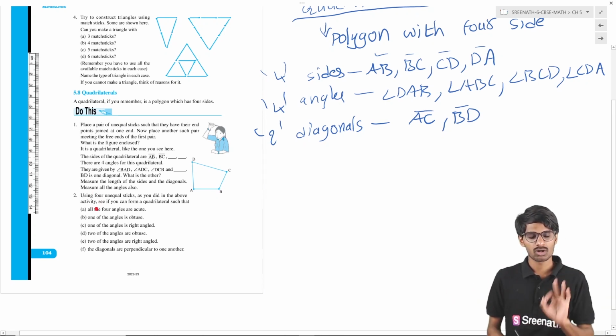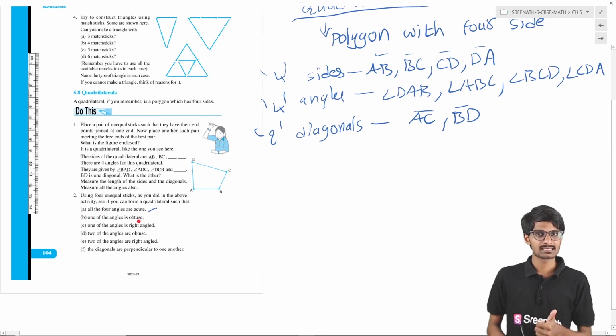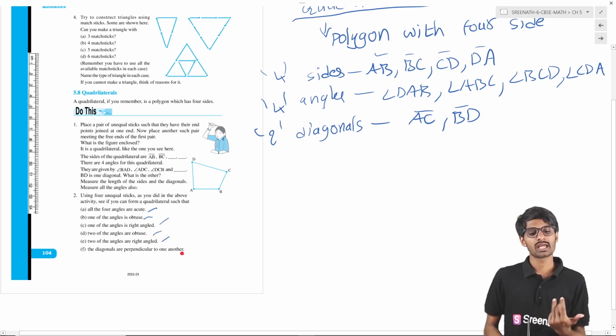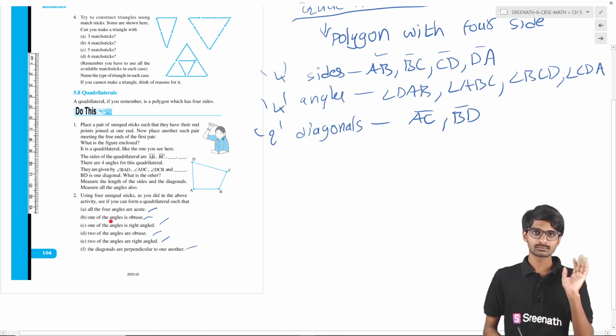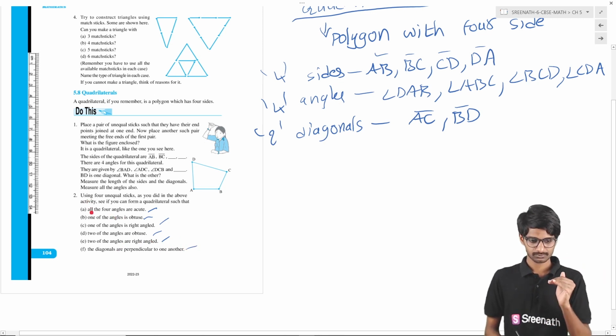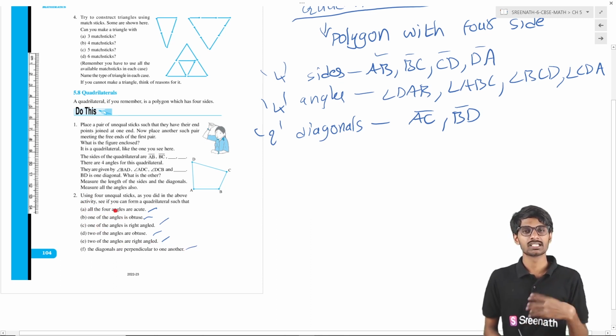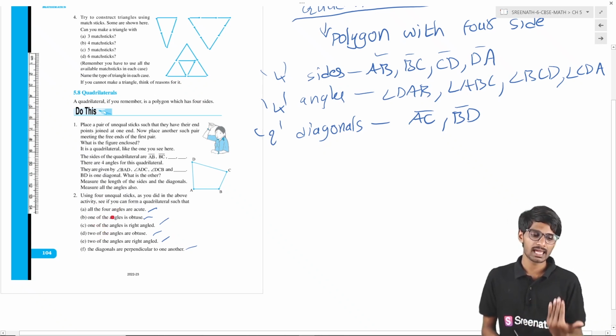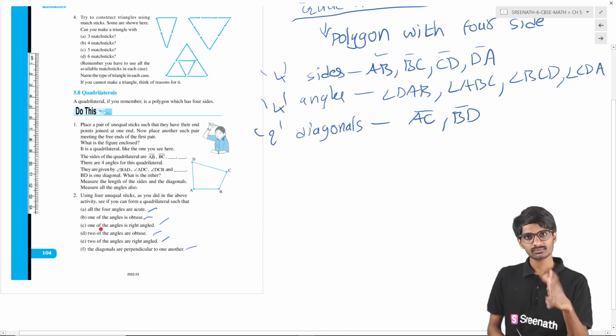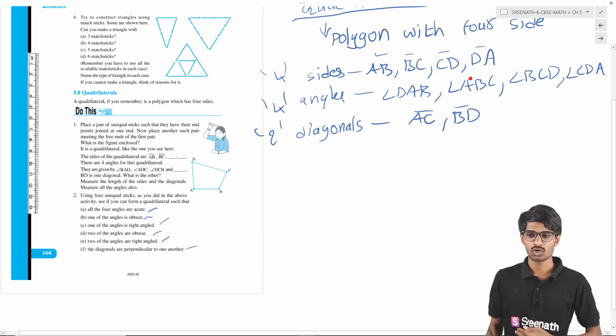Can you draw a quadrilateral with all four angles acute, or one of the angles obtuse, or one of the angles a right angle, or two of the angles obtuse, or two of the angles right angles, or the diagonals perpendicular to each other? In each case, just imagine or try to draw a quadrilateral with this condition. And with this condition, try to draw another quadrilateral. Like that, using these conditions, try to draw different types of quadrilateral, students.